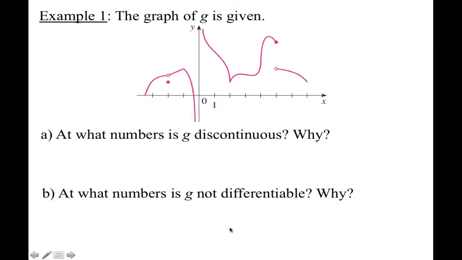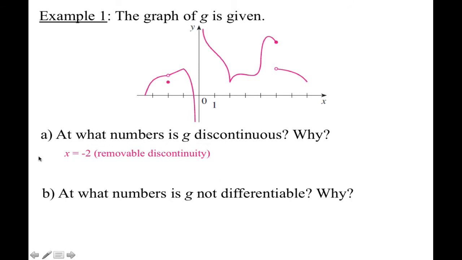All right, so given the following graph G, I want you to determine at what numbers G is discontinuous and why, and at what numbers is G not differentiable and why. So go ahead and pause the video and see if you can try it on your own first. All right, let's see how we did.